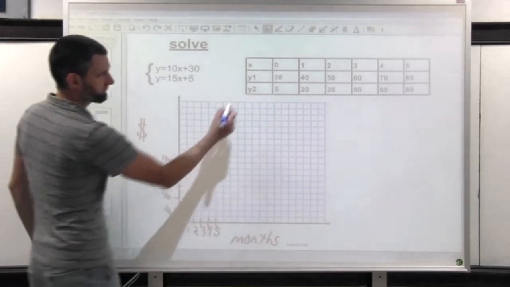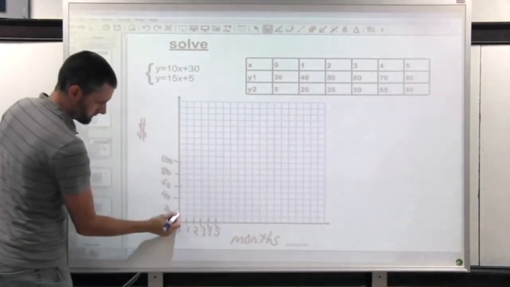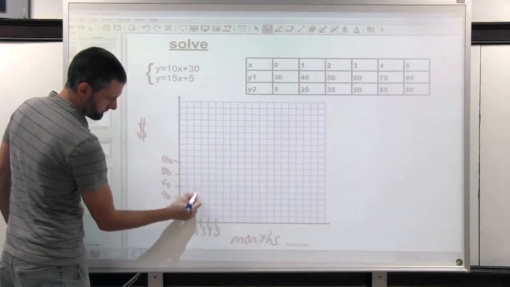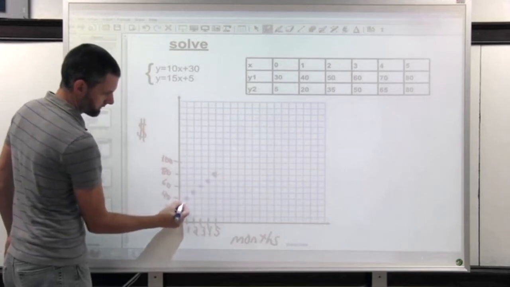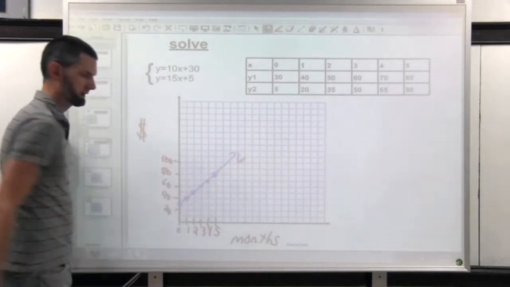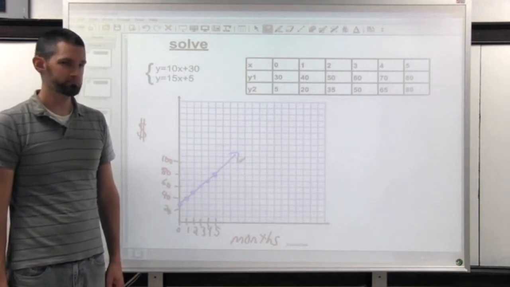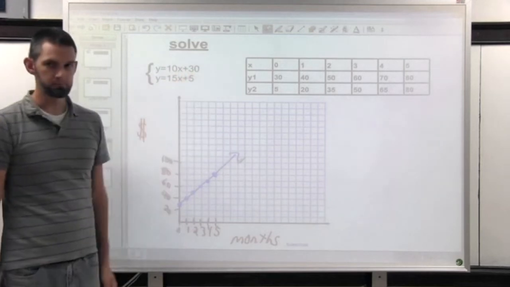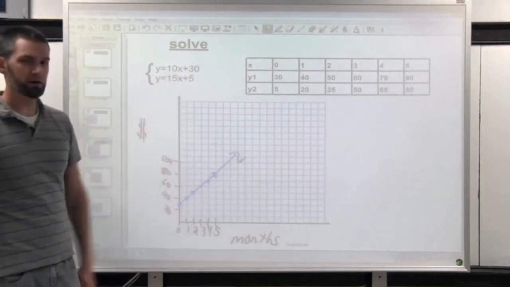So I'm going to go ahead and graph the first one, 0, 30, 140, and so on. 0, 30, 140, 50, 60, 70, 80. And connect those points, and what do you know? It's a straight line. Why is it a straight line? Look at the equation. Y equals mx plus b. Right, so it's a straight line. It's a constant increase. It's going up by 10.